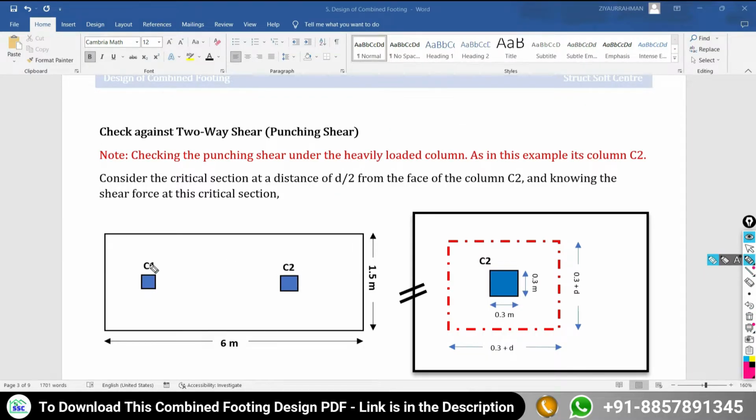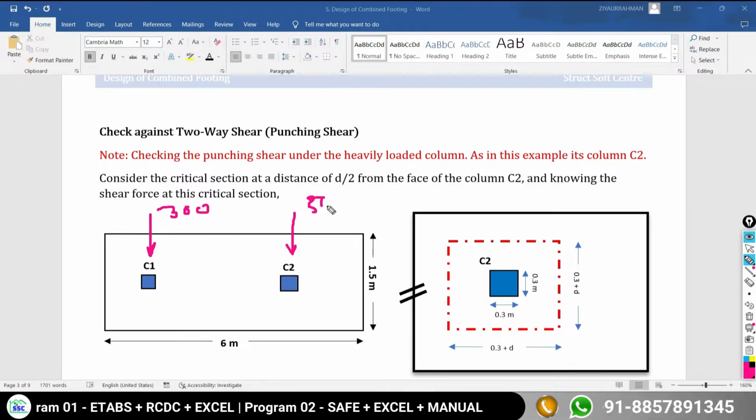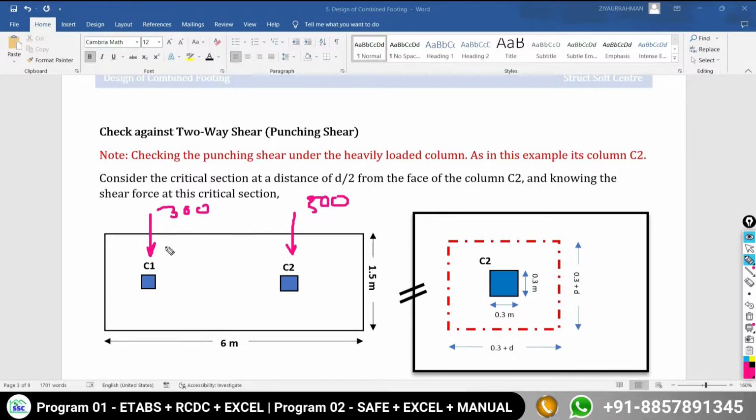We have two columns, one is C1, another one is C2. Both of the columns carry different intensities of loading. Your C1 is carrying a load of 300 kilonewton and your column C2 is carrying a load of 500 kilonewton. So one is a lightly loaded column, another one is the heavily loaded column.